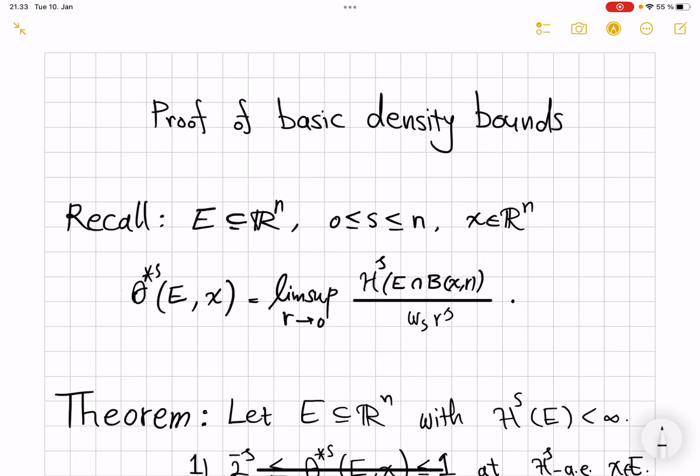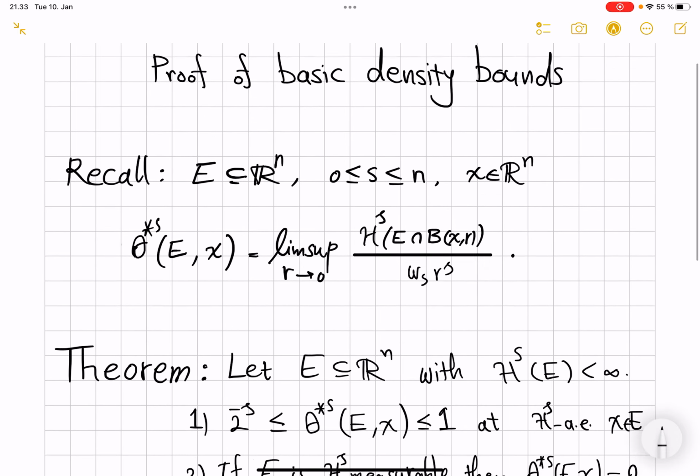The upper density definition you see here, and the lower density is defined similarly where we replace limit supremum with limit infimum. The motivation and where they come from have been discussed in previous videos, so please do check them out if you haven't. And also some surprising deep results from geometric measure theory were discussed in the follow-up videos.